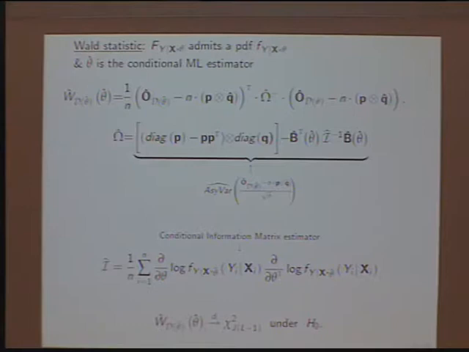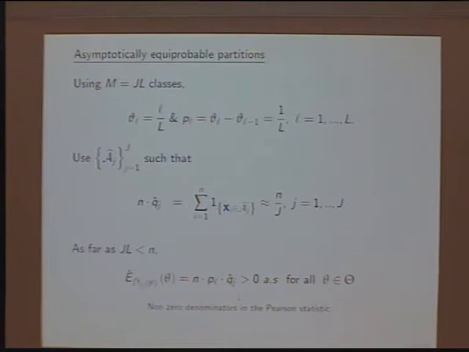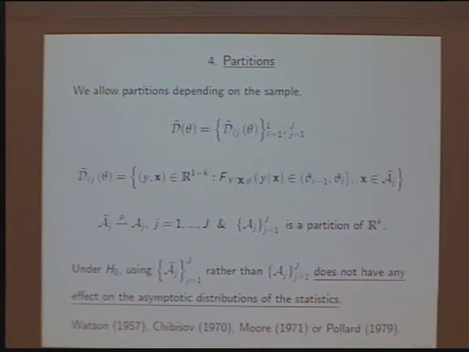Very good. I have something about the partitions: if we define partitions with an equal number of observations in each cell, it means that with the partitions that we proposed, we never have zero denominators, which was a problem in this literature. We have an algorithm for these equiprobable partitions. Also, this is something important that we have proved. We have used this reference here. This is old literature: using partitions depending on the data, the asymptotic distributions don't change.